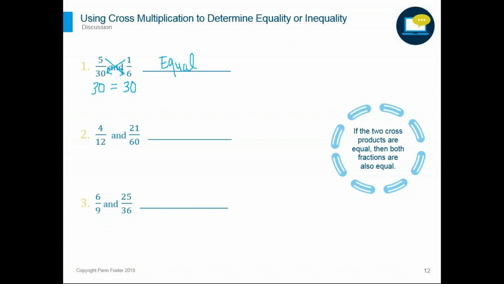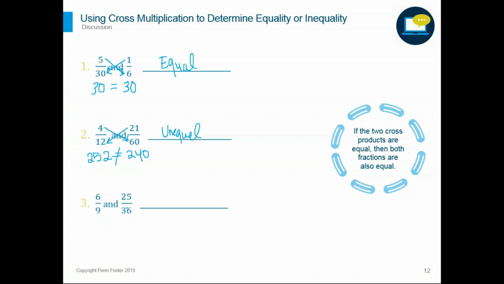The same thing with number 2. 4 over 12 and 21 over 60, are they equal or no? We'll do the cross multiplication test. 21 times 12, and that will give you 252. And do the other cross multiplication. 4 times 60 is 240. The products in this case are not equal. Then that means that the fractions themselves are not equal. They are unequal.